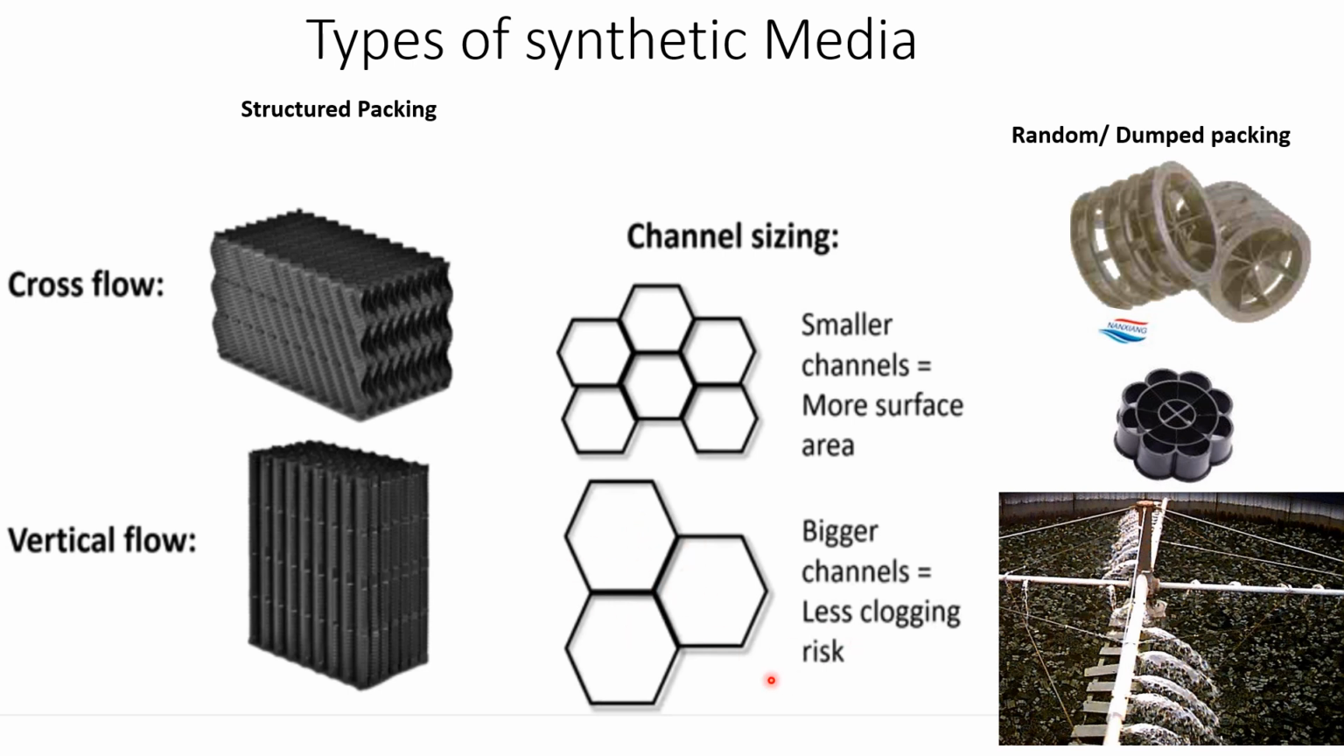So there is less clogging risk in using bigger channels. The problem with the smaller channels is they have clogging risks. The random or dumped packing material, synthetic material, is used mostly in aquatic treatment plants rather than in sewage treatment plants. Here it can be used for any type of tank, whether it is circular or a small shaped or a big shape.